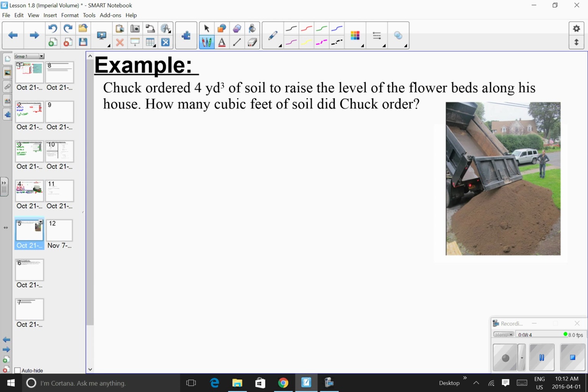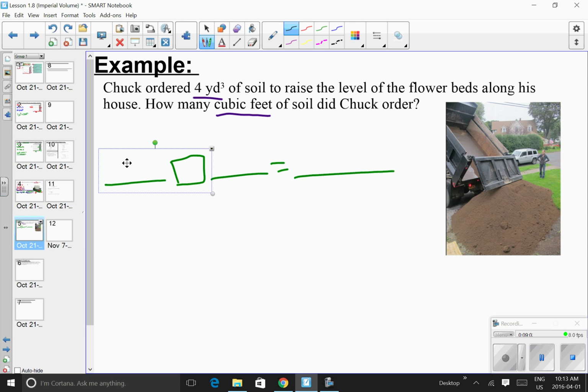Okay, on to the next one. Chuck ordered 4 cubic yards of soil to raise the level of the flower beds along his house. How many cubic feet did he order? This one's a little bit easier. It's just a straight up skeleton equation. He started with 4 yards cubed, and he's trying to change to cubic feet.